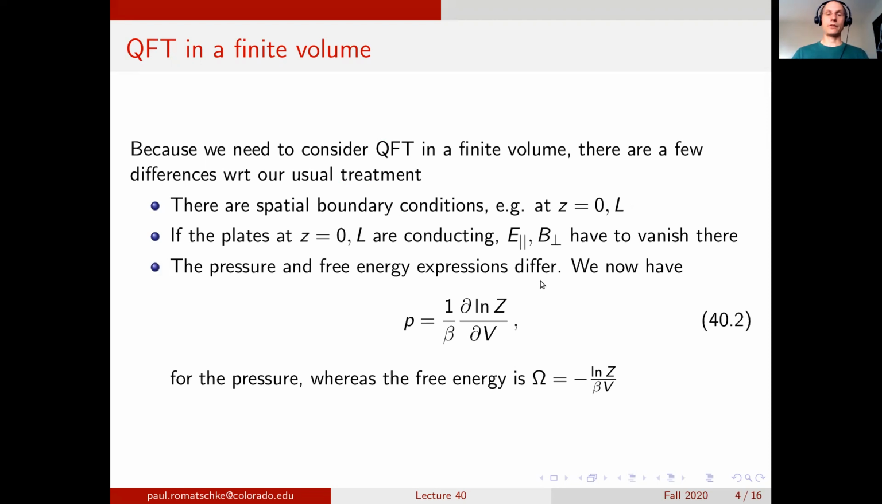The pressure and the free energy will differ in a finite volume. So far, we associated the pressure with minus the free energy. The free energy is always given as minus the logarithm of Z divided by beta V. For infinite volume, that's the same as the pressure. However, the fact that we now have a finite volume gives us a different result. Namely, the pressure should be the derivative of the logarithm of Z with respect to the volume. While these two expressions lead to the same thing when the volume goes to infinity, they generically will differ if the volume is finite, as is the case with the plates separated by distance L.